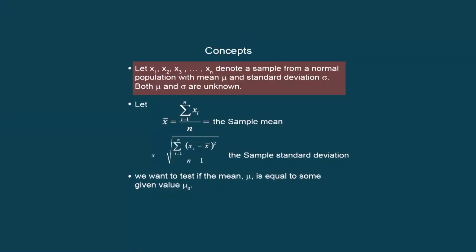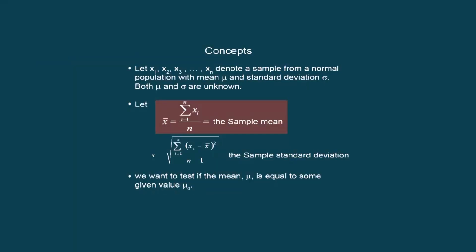Now we go for the case when the population mean and the population standard deviation are unknown. So whenever they are unknown, we have to estimate from the sample observations. So this goes like this, that let x1, x2 to xn be the sample observations from the population, where we have the population mean, which is mu, and the standard deviation sigma. Now these both mu and sigma are unknown.